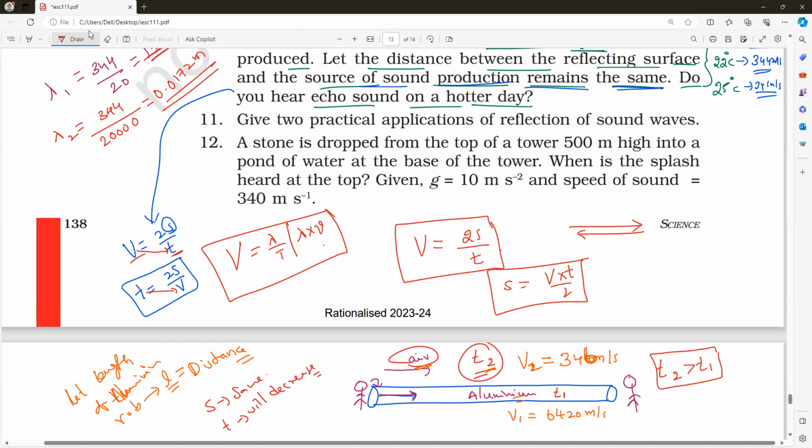Everybody? Yes, sir. So velocity increases, time decreases. So definitely the echo will be heard or not? If both were directly proportional, the echo would not be heard. Both are inversely proportional, so definitely the echo will be heard. Echo will be heard. Okay. So do it.